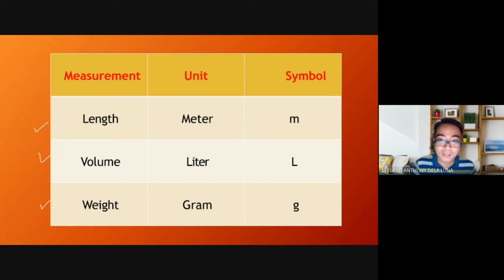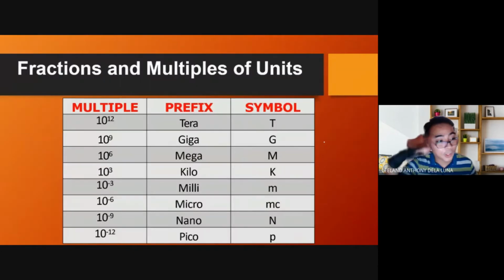Okay, and then of course, their symbols are as follows. So m for meter. For liters, class, it should be capital L. And then for grams, it would be small letter g. Okay? So this is what I was saying earlier, the fractions and multiples of units, and their corresponding prefixes. So, for example, kilo is 10 to the third. Or mega, 10 to the sixth. And micro is 10 to the negative 6, or a millionth.